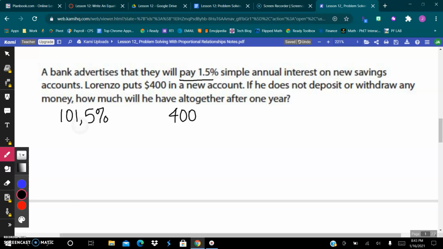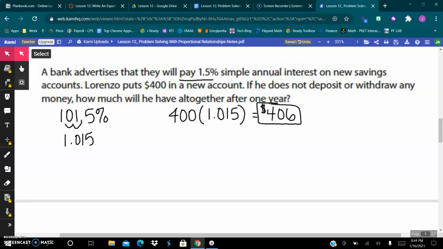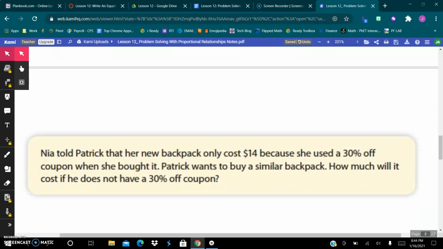So that would give him a total of 101.5%. So we have to slide that decimal back twice. So that gives us 1.015 for a number here. So we have to multiply those two, and we get 406. So how much will he have altogether after 1 year? He will have $406. So he got an extra $6 for having his money in the savings account.